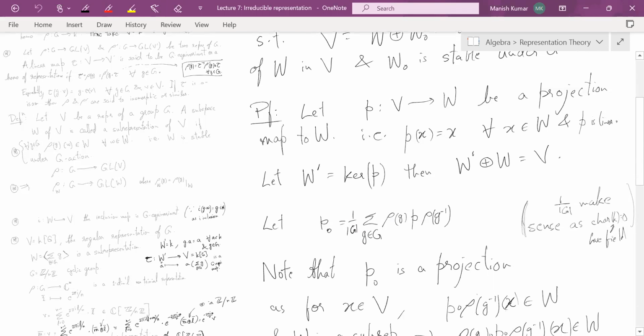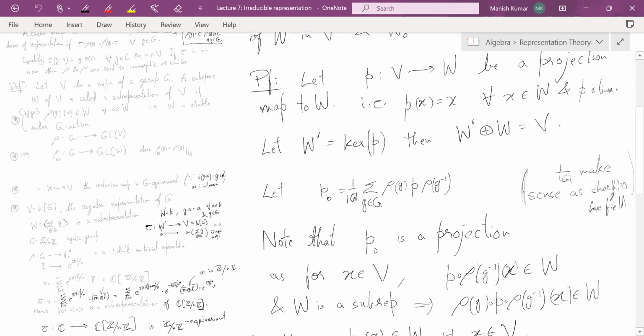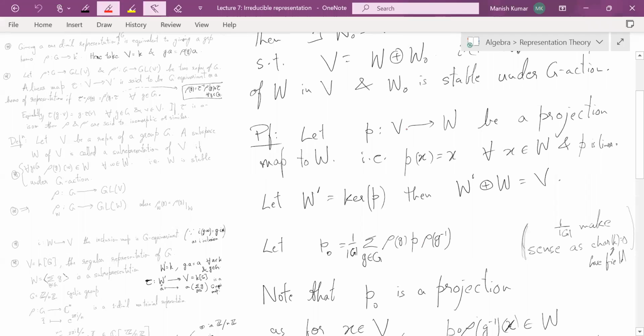So let's see why P0 is a projection. First we have to show that the image of P0 is actually in W. First of all, the map makes sense, because rho G inverse takes V to V, and so P is also a map from V to V itself, just that the image happens to be in W. So you include it in V. Then these are a composition of three maps from V to V.